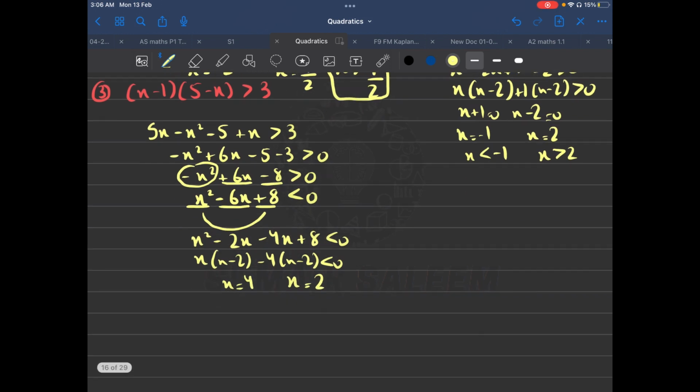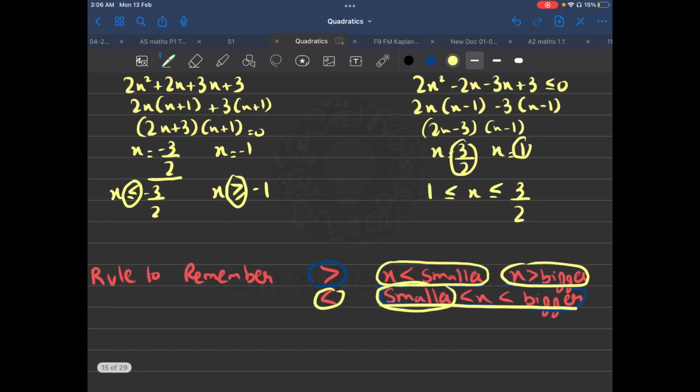In the less than sign, what do you do? You write down the answer in range form. So guys, what did I make you remember? In greater than, it's always x is less than the smaller value and greater than the bigger value. That's it. In less than, you write down the answer in range form. First smaller, then bigger. That's it. Sir, explain the logic of this.